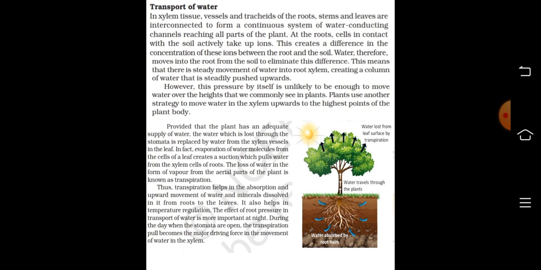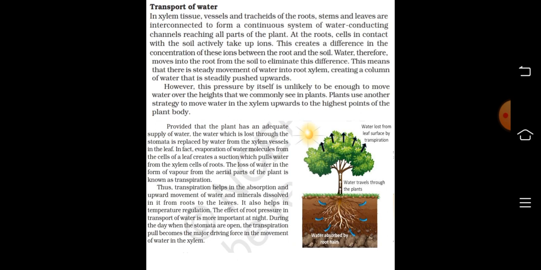In fact, evaporation of water molecules from the cells of a leaf creates a suction which pulls water from the xylem cells of roots. The loss of water in the form of vapor from the aerial parts of the plant is known as transpiration. Thus, transpiration helps in the absorption and upward movement of water and minerals dissolved in it from roots to the leaves. It also helps in temperature regulation.